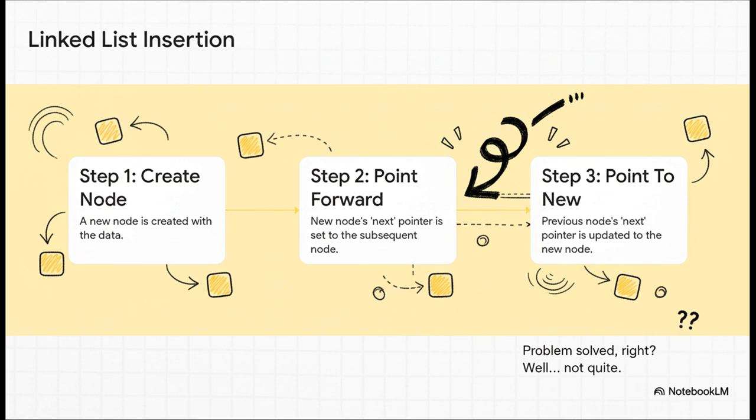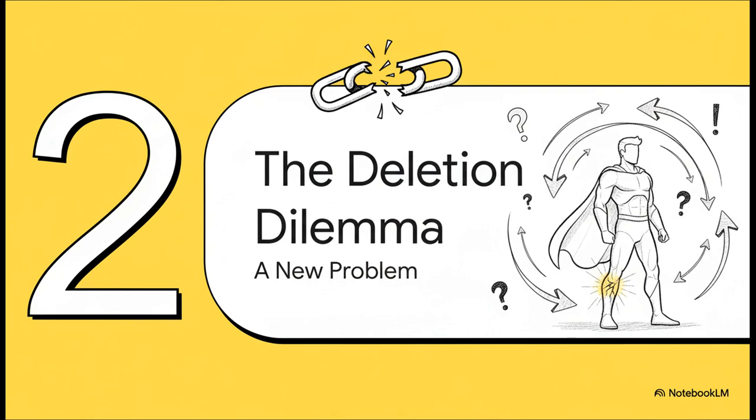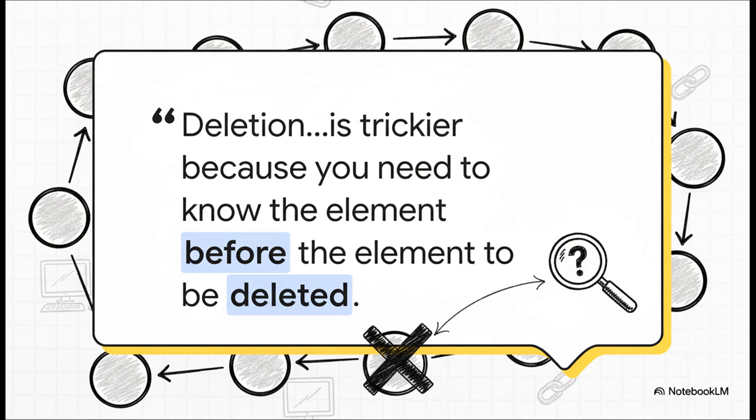Well, not quite. Turns out every hero has an Achilles heel, and for our singly linked list, it's deletion. We fixed the insertion problem, but in doing so, we've created a brand new one. This quote from a contributor on Stack Overflow just nails the problem. To remove a node, you have to patch up the chain, right? You need to tell the node before the one you're deleting to skip over it and point to the one after it. But here's the kicker. In a singly linked list, it's a one-way street. You can only move forward. You have no idea which node came before.